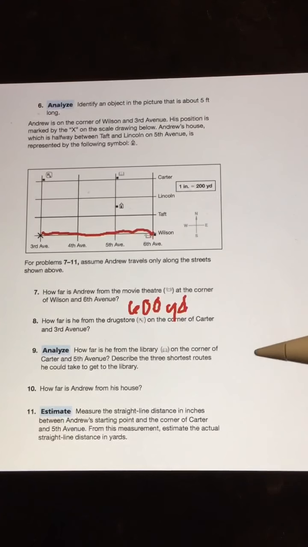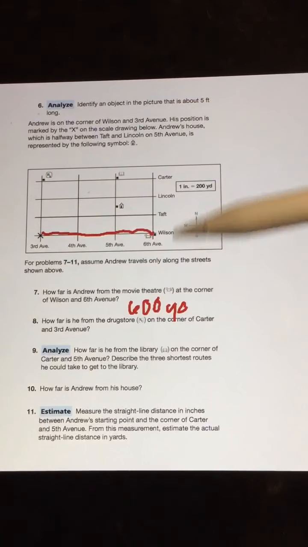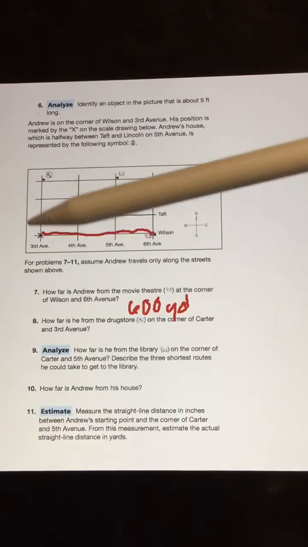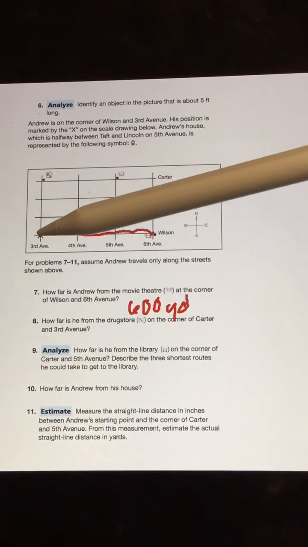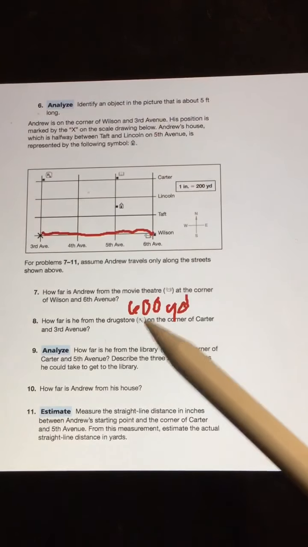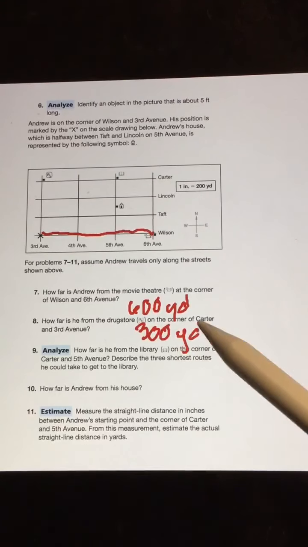Now we need to figure out how far is he from the drugstore on the corner of Carter and 3rd. So the drugstore is right up here, correct? So Andrew is right here. These are in increments of 100, correct? Because they're half of the 1 inch. So I'm going to go 100, 200, 300. So Andrew is 300 yards from the drugstore.